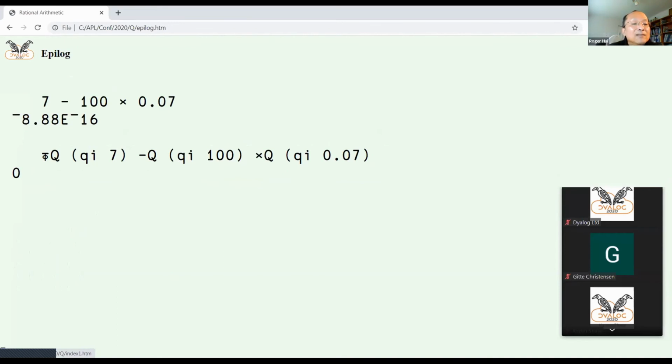So going back to the original example, which is one of the examples which motivated working with rational numbers. If you work with rational numbers, 7 minus 100 times 0.07, you do get 0. Oh, good. I see I still have a little bit of time, so I will give you a glimpse of what can be coming next.